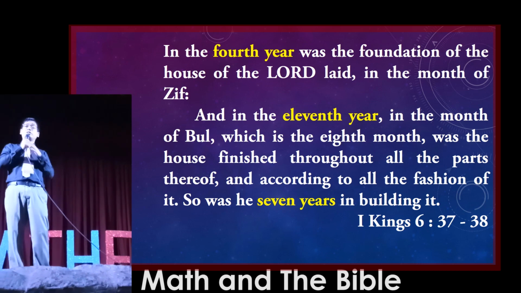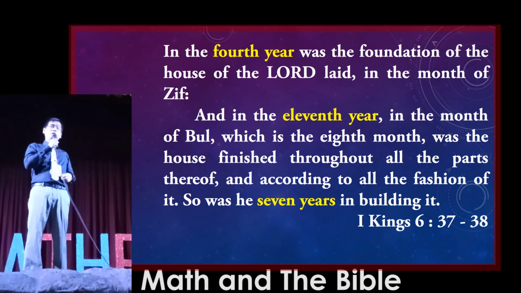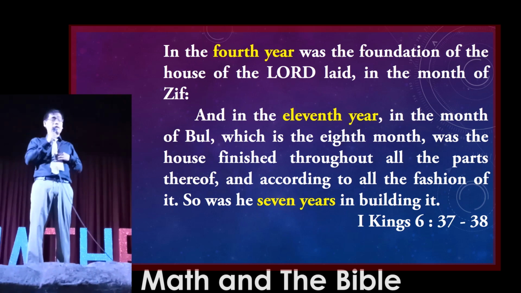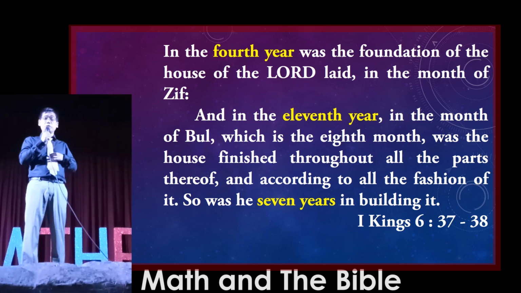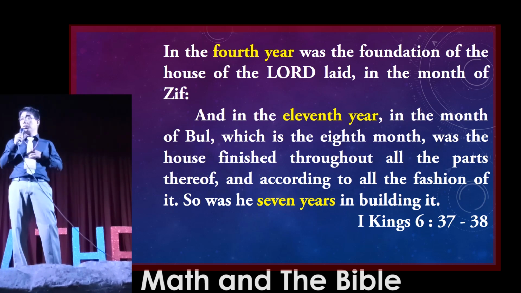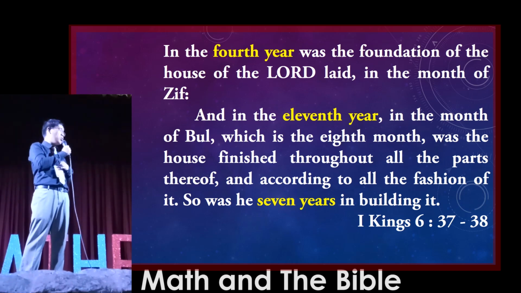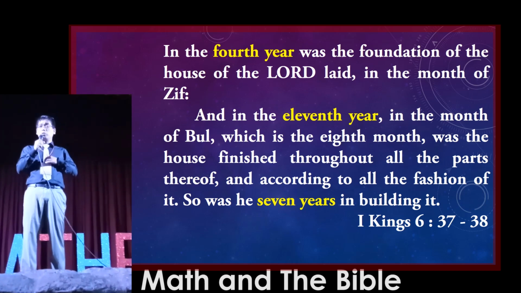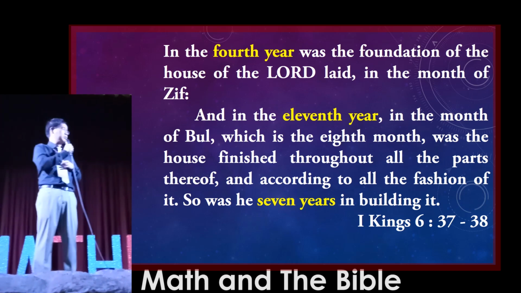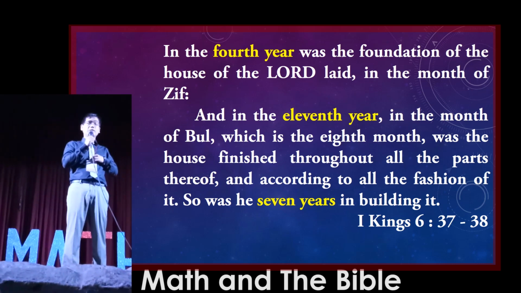In 1 Kings chapter 6, verses 37 to 38. In the 4th year was the foundation of the house of the Lord laid, in the month of Ziv. And in the 11th year, in the month of Bul, which is the 8th month, was the house finished throughout all the parts thereof, and according to all the fashion of it. So was he 7 years in building it.